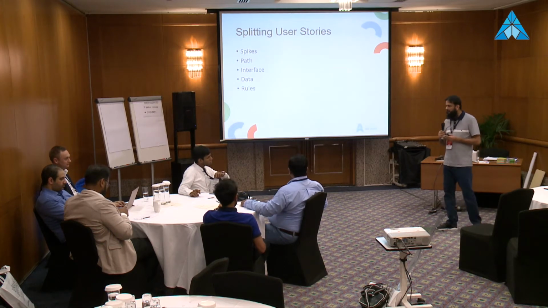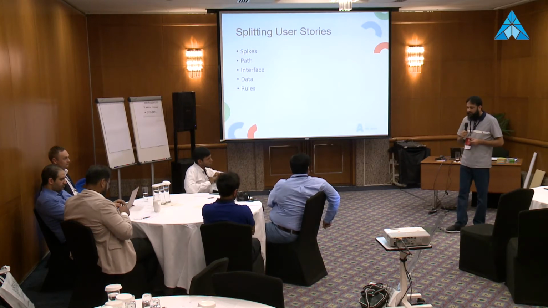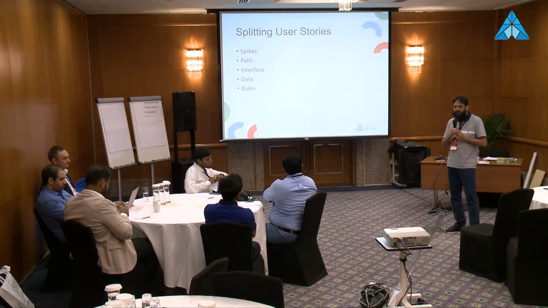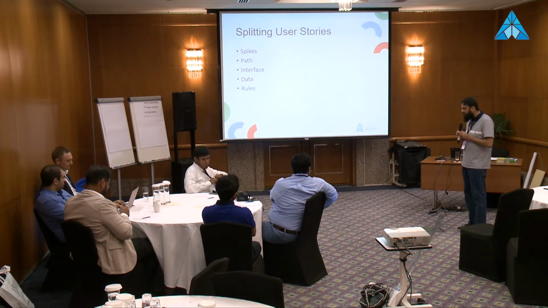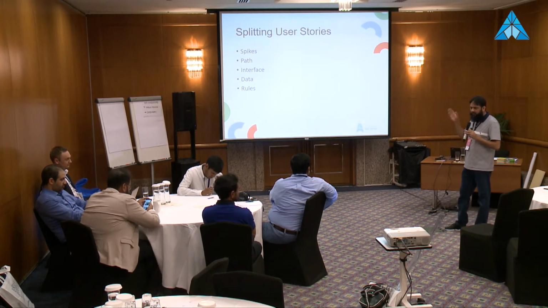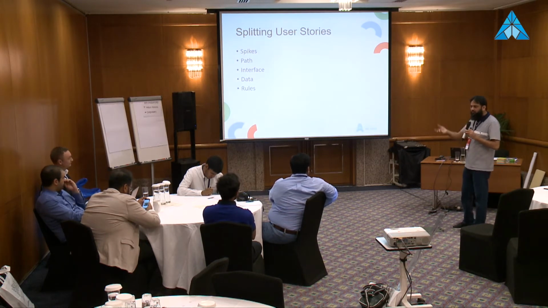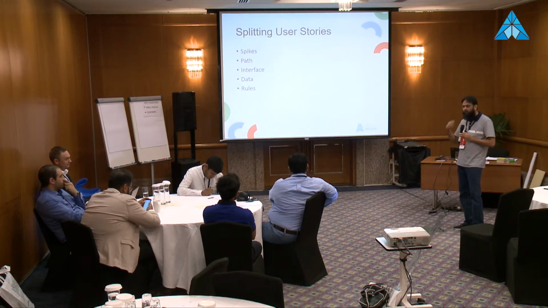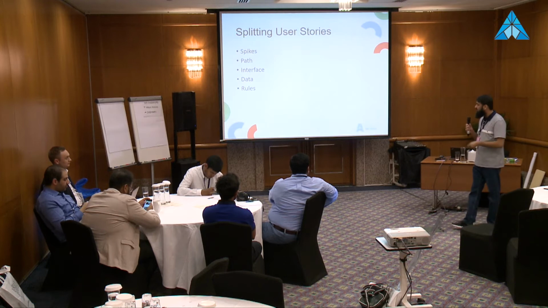So, then we have path. In path, if we have multiple flows, let's suppose there are multiple payment channels for a shopping cart, and it requires more time than a sprint, and one of them has more importance. We can break it down into each payment channel, select and prioritize one, work on that, and break the others into another story. We'll see examples as well.